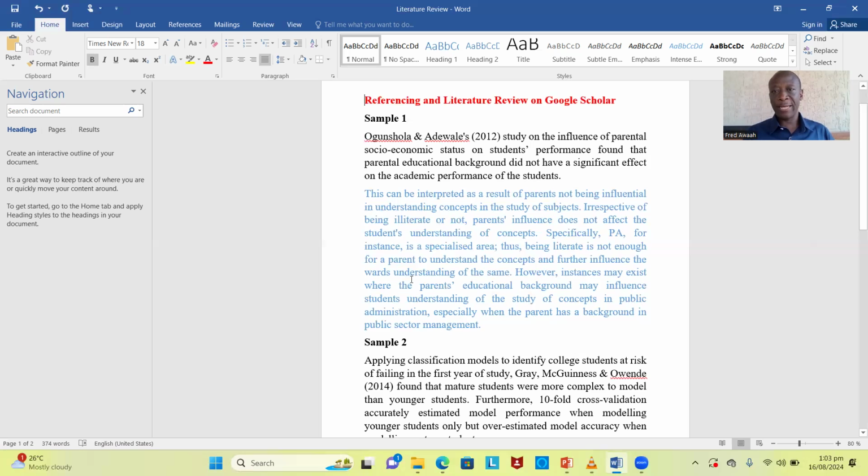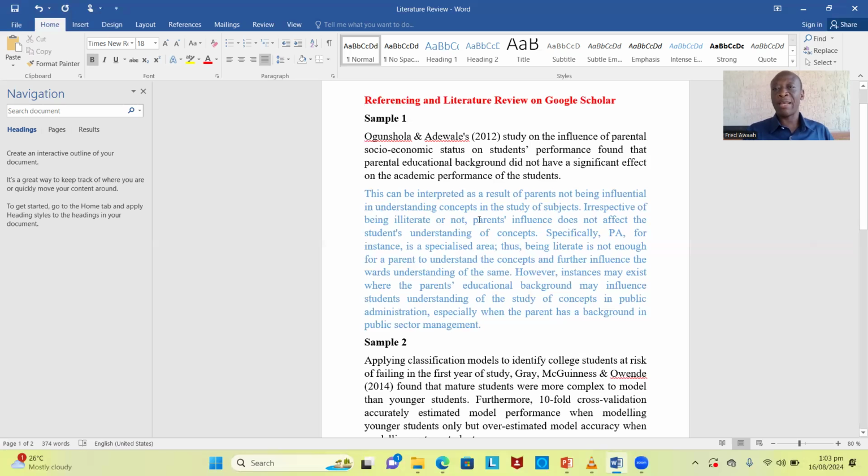So you realize that this author, now drawing from the works of Ogunshola and Adewale 2012, tried to contextualize their study. Their study was not necessarily in the area of public administration, but both studies have something in common: parental educational background, how it influences students' understanding of the two subjects.